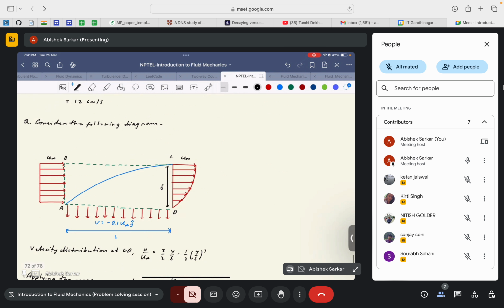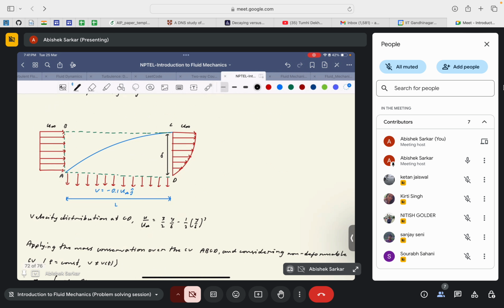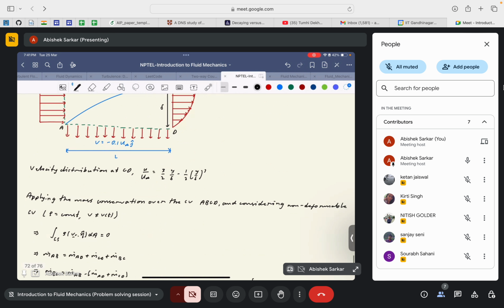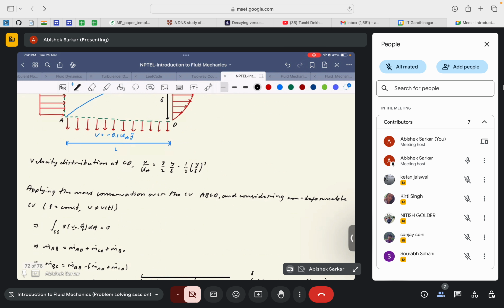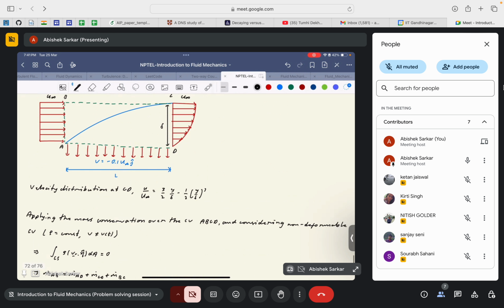Okay, so the velocity distribution at CD is given by u by u infinity is equal to 3 by 2 y by delta minus half y by delta cube. Silly mistakes: since we have dealt with a question with y by delta square, you may replace it directly with square rather than looking at the velocity profile properly. So when you look at it, it is y by delta cube. Okay, so applying mass conservation over the control volume given by A, B, C, D.